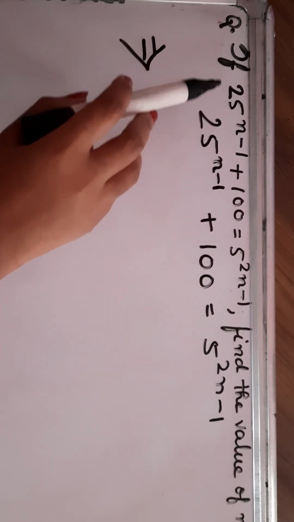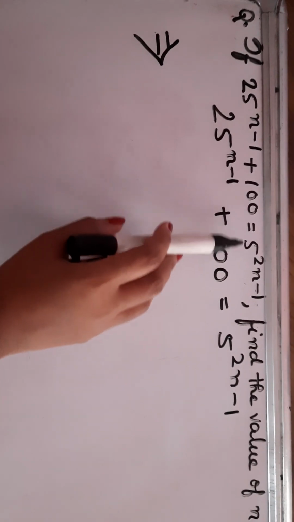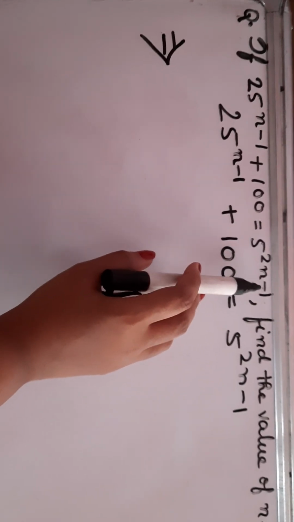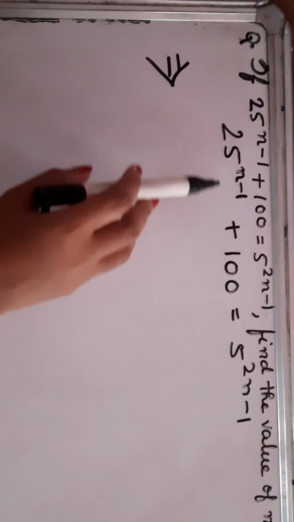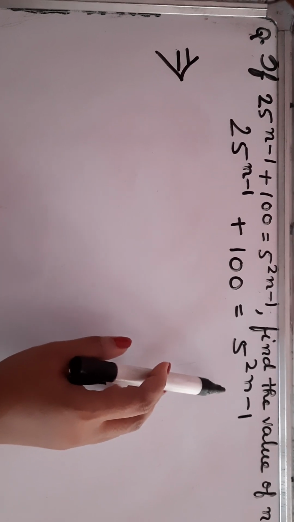Now here in this question they have given: if 25^(n-1) + 100 = 5^(2n-1), then find the value of n. So how are we going to solve this? First of all, we have to write this given equation.